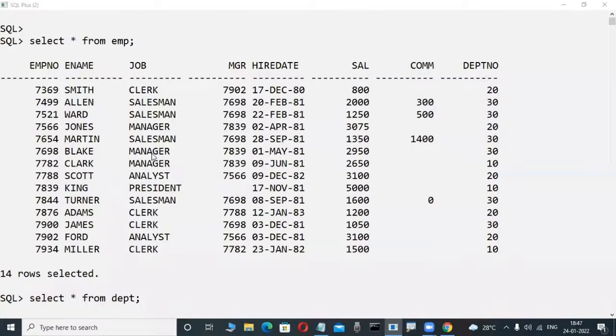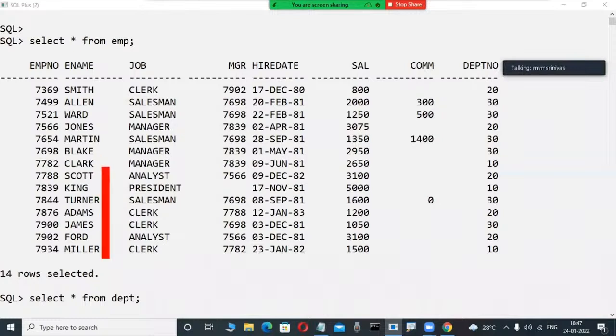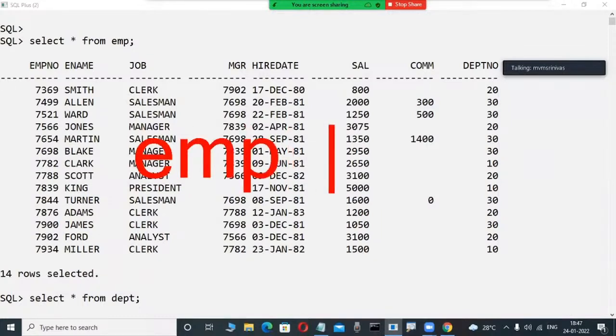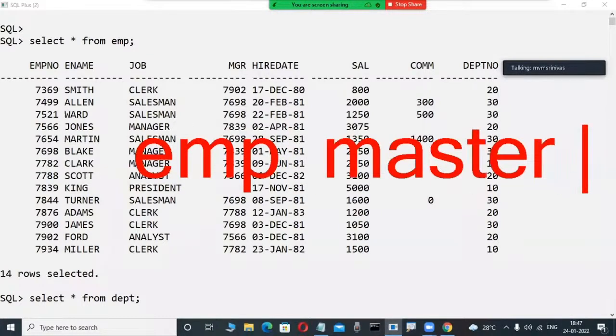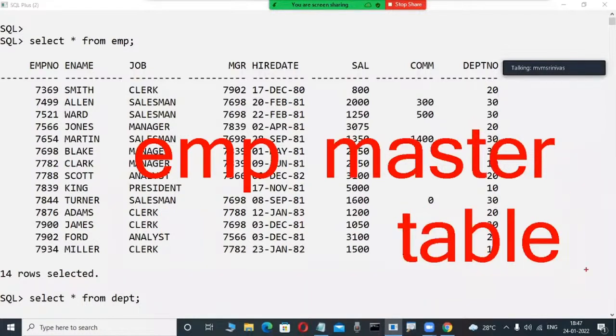So many fellows in our class, maybe non-technical persons, are telling only. Technically, if you are good, it means something different. Now here, non-technical persons are telling what? Oh, Murali sir, nothing is there. EMP is a big table, there is a master table. They are telling only that EMP is a master table and DEPT is a child table. Absolutely wrong.